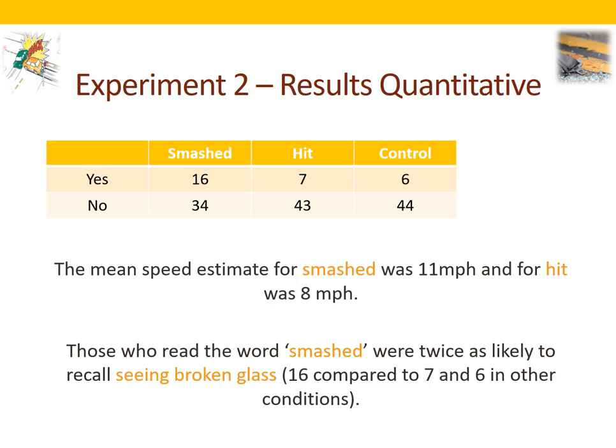Alright, so again, know both these findings. So remember the speed estimate, but that's not the main DV. This is the DV, whether there's the broken glass or not, but that could be another finding. So if you ever get asked for 2 findings from experiment 2, these are the 2 that you could give.